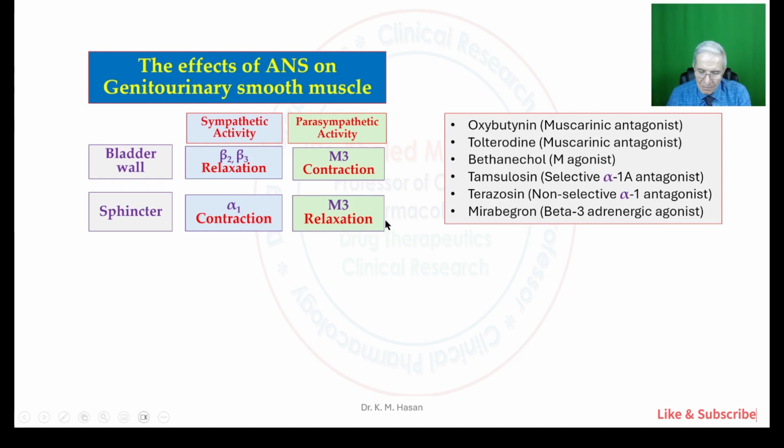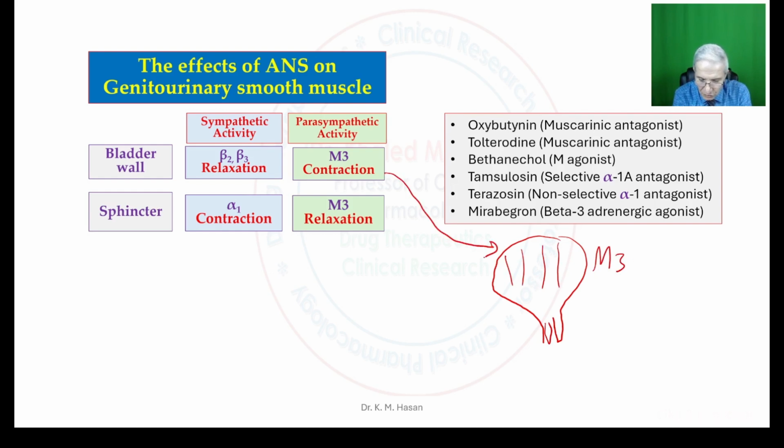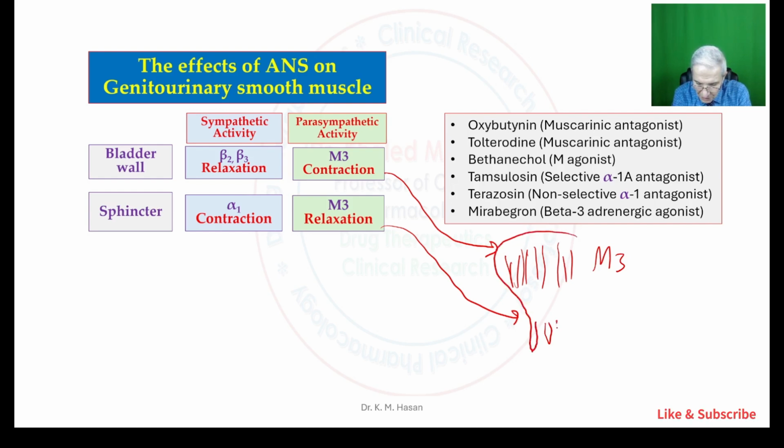So you can now imagine what we have here. In the bladder body, we have the M3 receptor responsible for contraction, and here we have the bladder neck. We have contraction in the body and relaxation of the sphincter, opening the sphincter. So what happens here in the sphincter? It opens, and this will lead to pushing the urine outside the body.